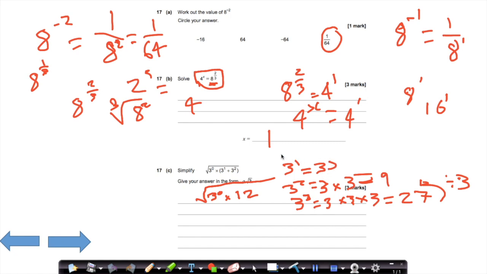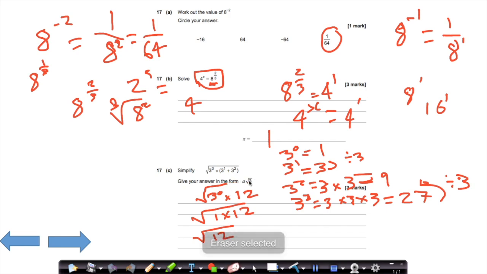So therefore, 3 to the power of 0 is whatever 3 divided by 3 is. And as we've mentioned a few times already, any number divided by itself is 1. 3 divided by 3 is 1. So this is the square root of 1 times 12, which is the square root of 12.